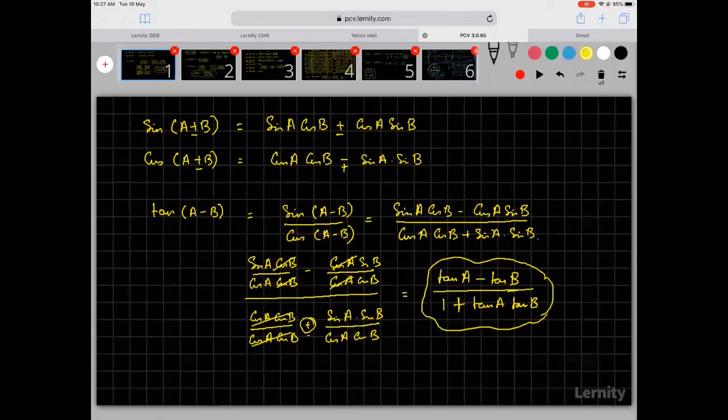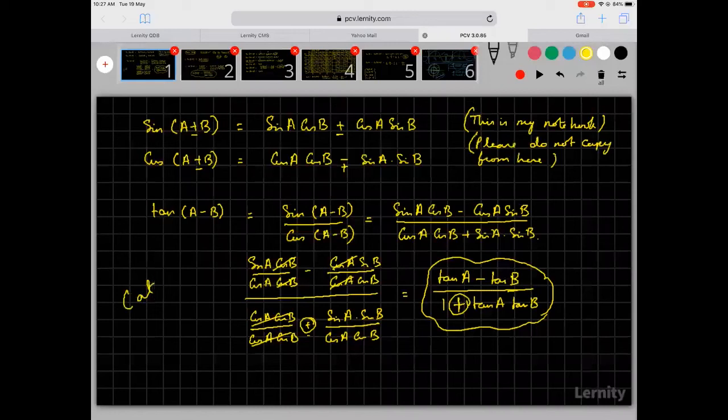Okay. One more thing I will tell you, boys and girls, please do not copy. This is my notebook. Please do not copy from here. Now you ask me whatever doubts you have. I may write anything here. I may say I'm writing a dog and write this way. Don't worry about it. That is for me to understand. This is my notebook, my space.